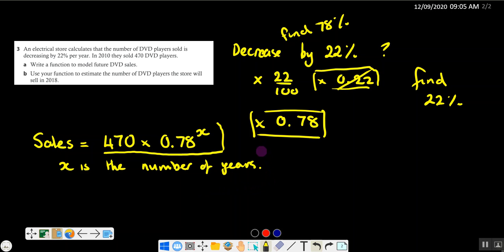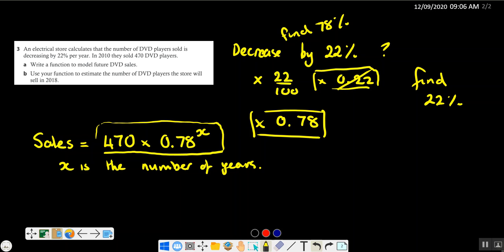Why do we never have a plus C on these questions? Because 470 is the initial value, you already have it. But what does the plus C tell you in the function? We talked about this yesterday.